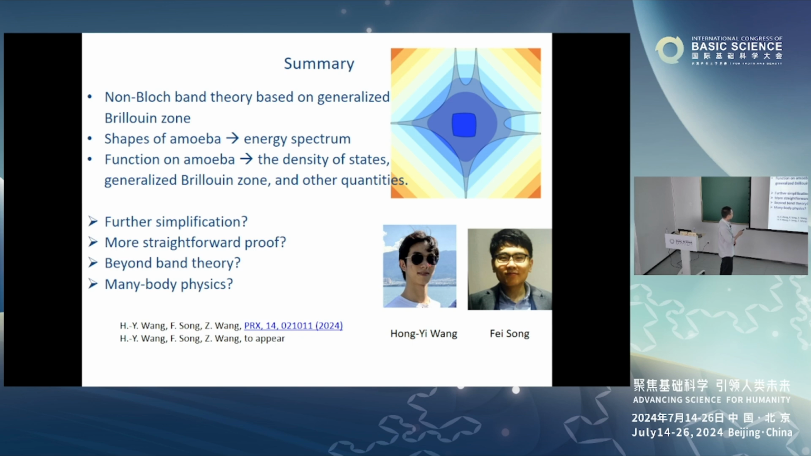So with this, let's conclude our talk. We have a non-Bloch band theory based on the generalized Brillouin zone, and then there's the amoeba. The geometric object called amoeba plays an essential role. Its shape already tells the energy spectrum. Some functions defined on the amoeba contain even more information about the density of states, the generalized Brillouin zone, and other physical quantities. And of course, there are a lot of open questions.